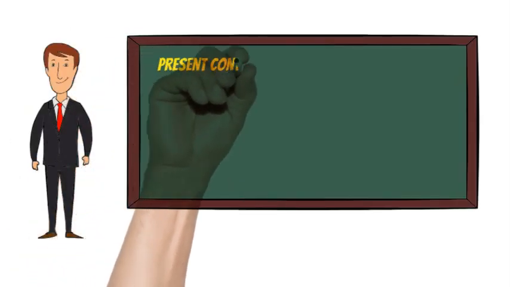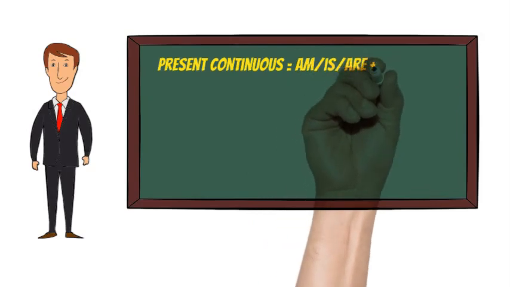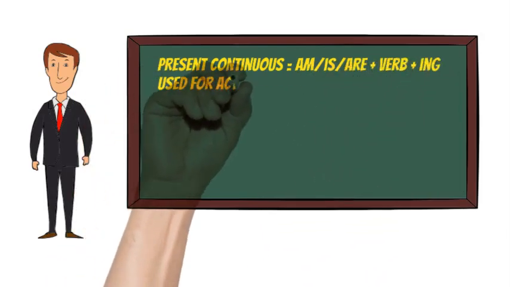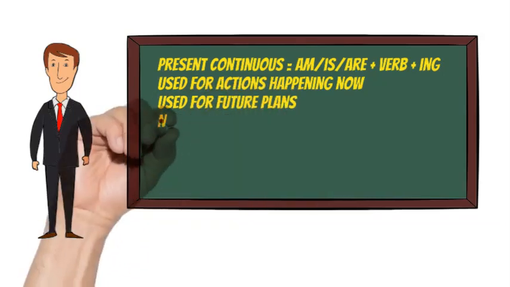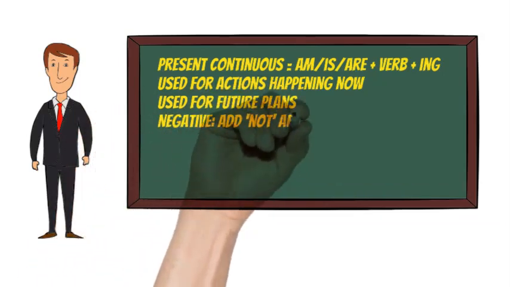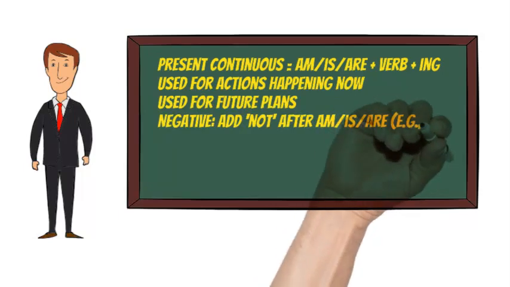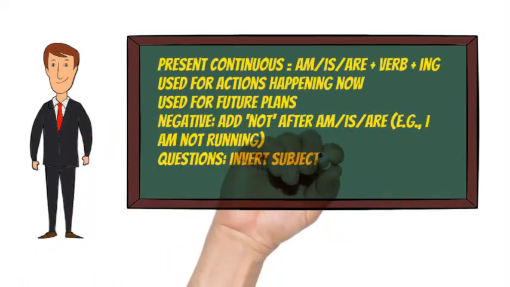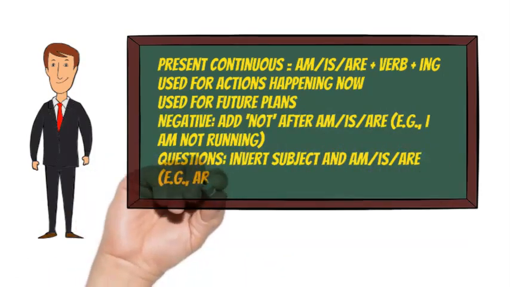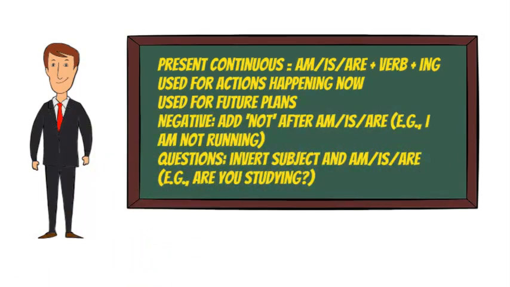Remember the key points. The present continuous tense is formed with am, is, or are, plus a verb ending in ing. It's used for actions happening now and for future plans. To make a negative, add not after am, is, or are. For questions, invert the subject and am, is, or are.